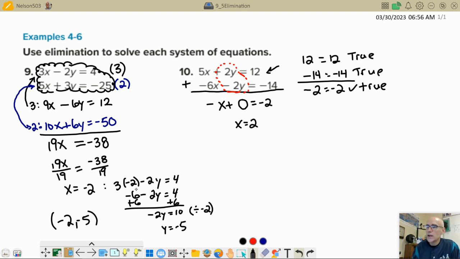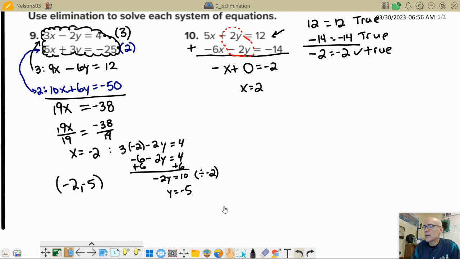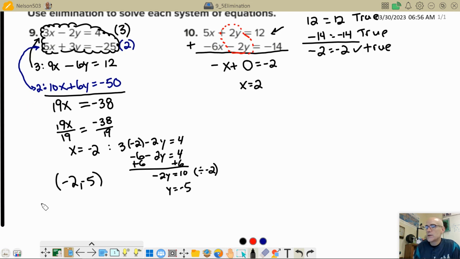You could also take the -2 and the -5 and plug it into the equations to check your work, right? Now, I know that takes a little bit of extra time, but it's definitely doable, right? Negative 2 times 3 minus 2 times negative 5. Does that equal 4? So I get negative 6 here, and I get a positive 10. I get a positive 10 over here. That definitely is 4, right? So it looks like negative 2, negative 5 works on the first equation.